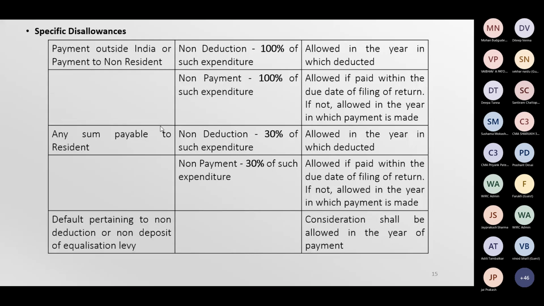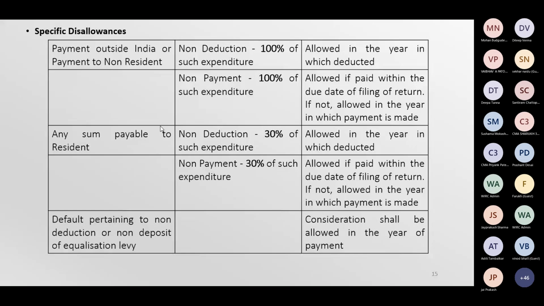But when it comes to a resident, then the disallowance is restricted only to 30%. The logic is very simple. For a non-resident, traceability is an issue, but if the payment is to a resident person, at least that person is traceable, and therefore, instead of allowing 0%, 70% is allowed and 30% is disallowed. So again, if it is a non-deduction case, then it is not allowed, and it will be allowed in the year in which you deduct that tax.